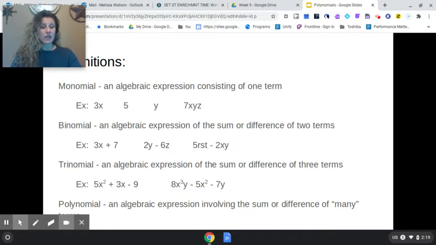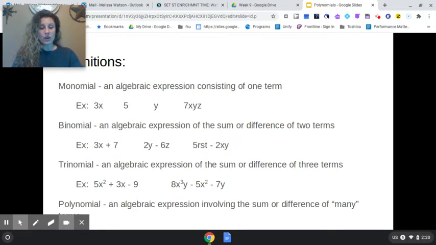So 3x plus 7, 2y minus 6z, 5rst minus 2xy. Those are all expressions with only two terms and therefore binomials. A trinomial has three terms. 5x squared plus 3x minus 9 is an example. 8x cubed y minus 5x squared minus 7y is another example. So again, it has three terms.